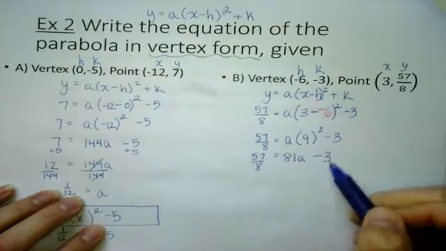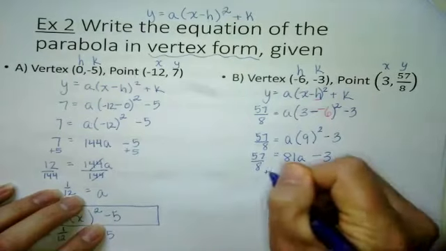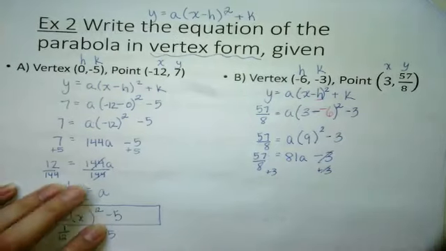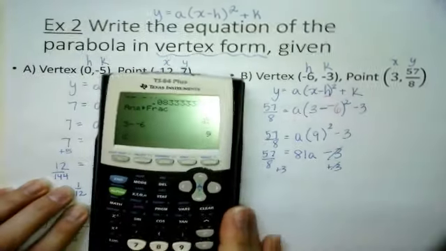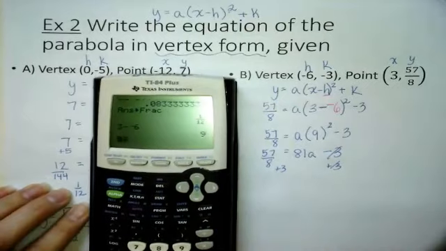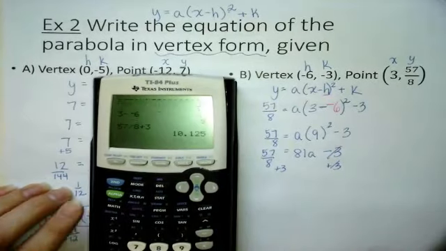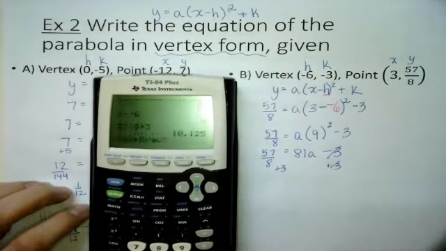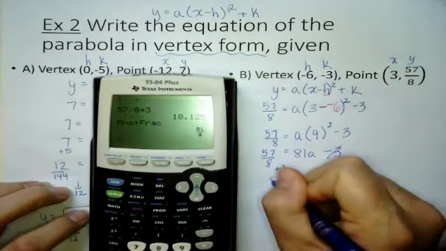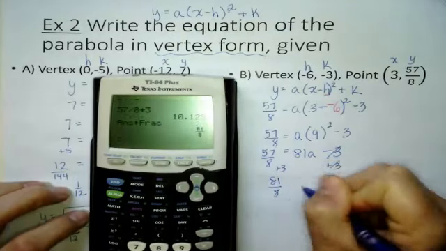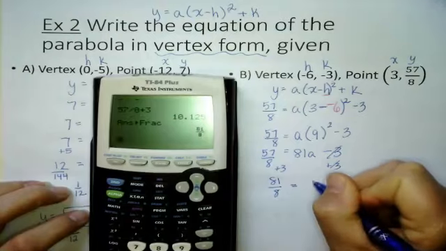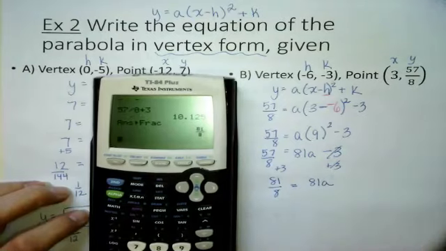And I'm solving for a, so I'm going to go ahead and add 3. And woo, don't like doing that. So I'm going to go to my trusty rusty calculator here, and I'm going to type in 57 over 8 plus 3. Here's a crazy decimal, so I'm going to math frac that, convert it to a fraction. I get 81 over 8. And that's going to be equal to 81a. Well, that's kind of nice.